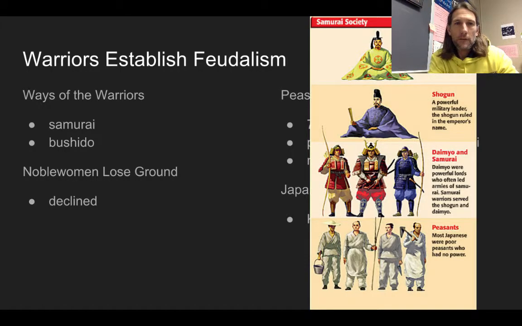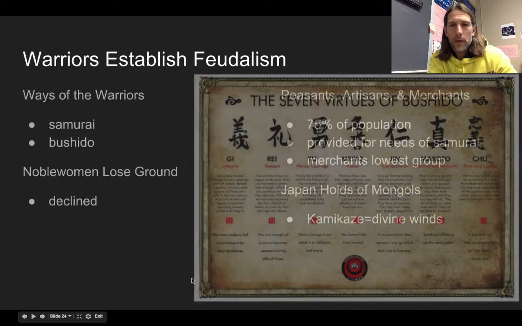So if we look at feudalism, the way of the warrior, Japanese society is structured a lot like European feudalism, where you had the king at the top, then the large landowners, the daimyo and samurai. The daimyo were powerful warlords or landowners, and the samurai were like the knights, and then the vast majority were peasants.